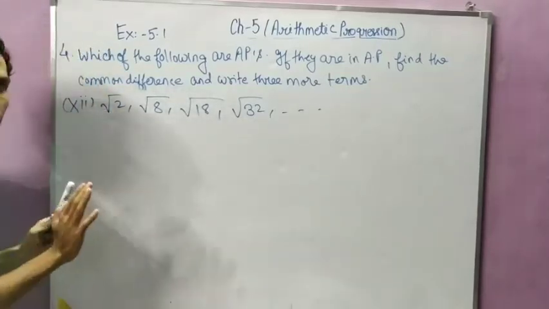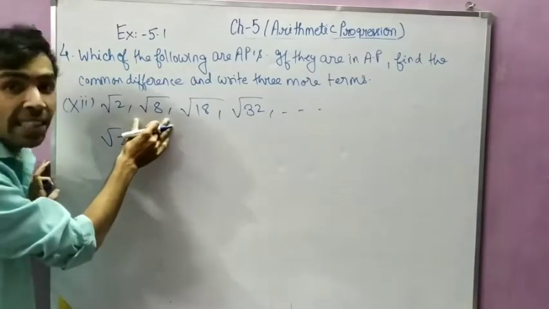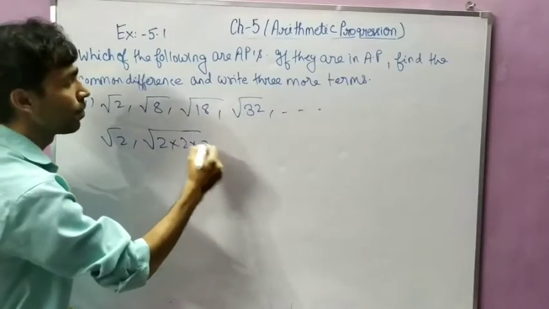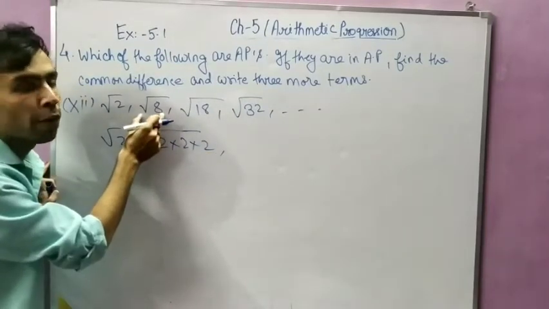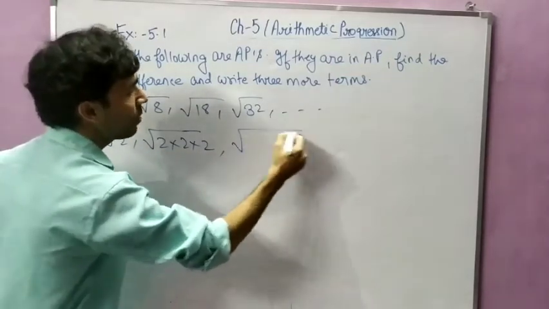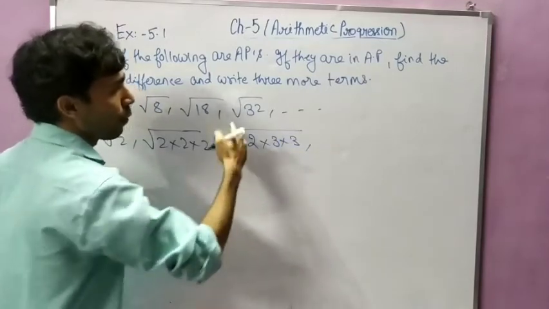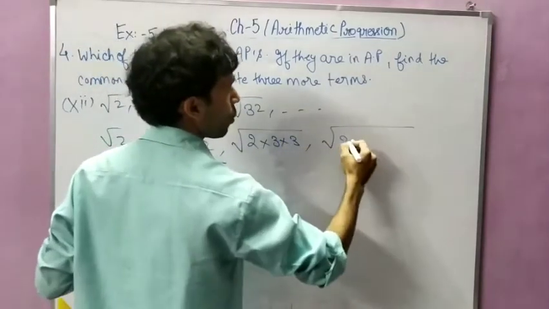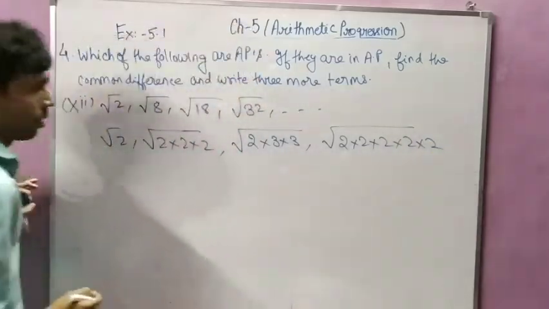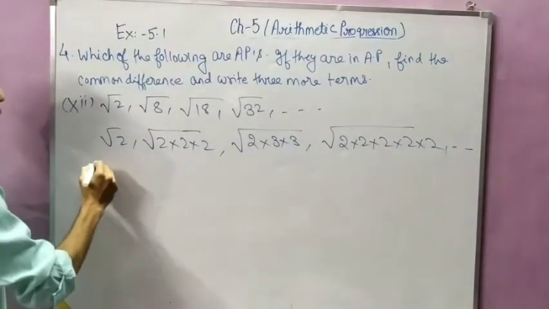So see, root 2 we cannot simplify more. So root 2 will be root 2. Now root 8 can be simplified. It can be written as 2 into 2 into 2. When you do prime factorization of 8, it will come 2 into 2 into 2. Now similarly do for 18, that will be 2 into 3 into 3. Now for 32, 2 into 2 into 2 into 2 into 2. Now and so on.